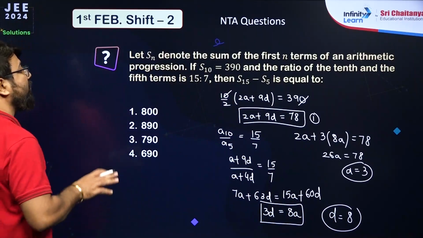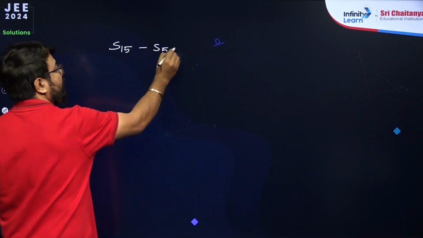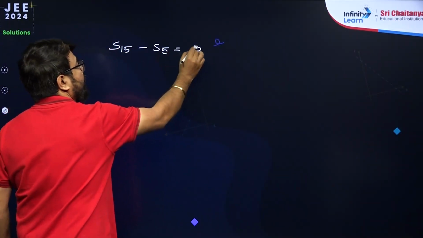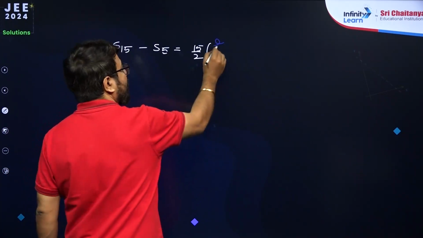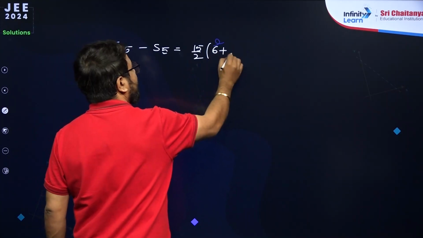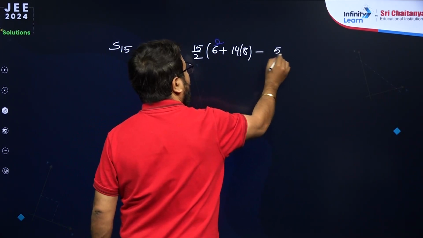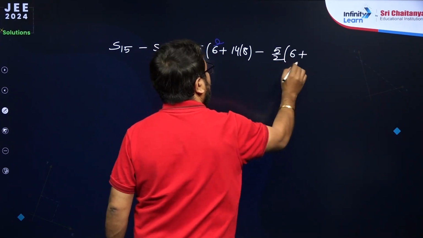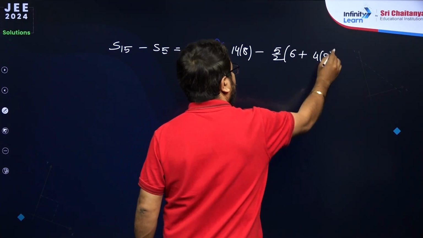Now they are asking us to get S15 minus S5. S15 minus S5. It is quite easy now. 15 over 2, 2A plus. So A value was 3, so 2A plus 15 minus 1 into D. Alright. Then S5. 5 over 2, 2A plus 5 minus 1. It is 4 into D. I hope this is also clear to you.